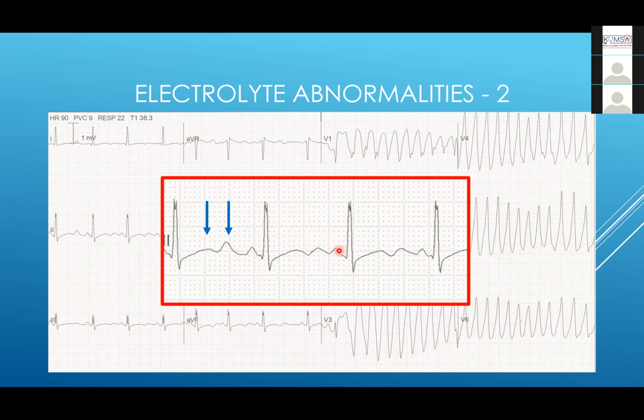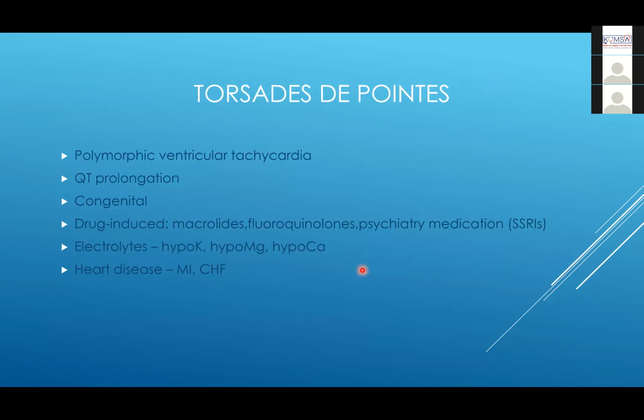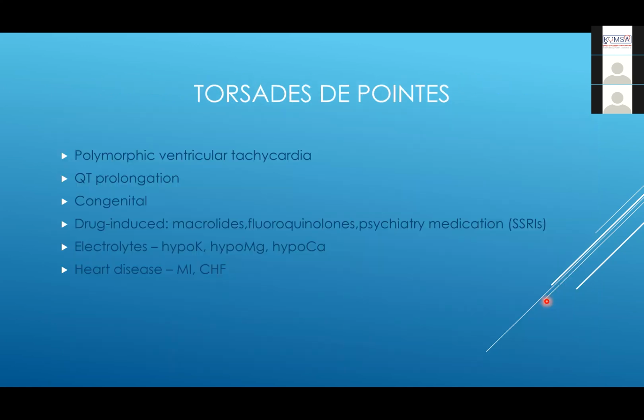So this patient had hypokalemia, and then they developed torsade. It's always important if someone comes in with a torsade; one of the first things you look at is the electrolytes. A torsade is a polymorphic VT, polymorphic because it has different morphologies. They look different, not like a regular VT. It's usually caused by QT prolongation.